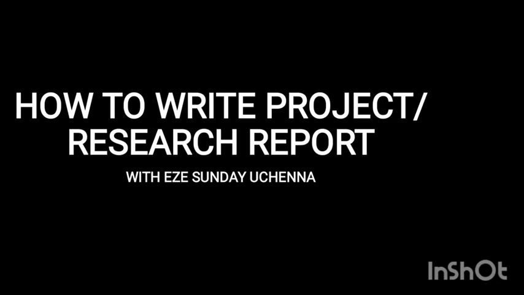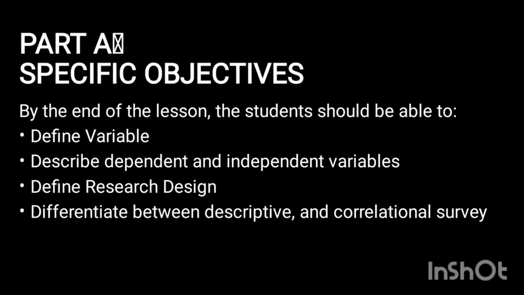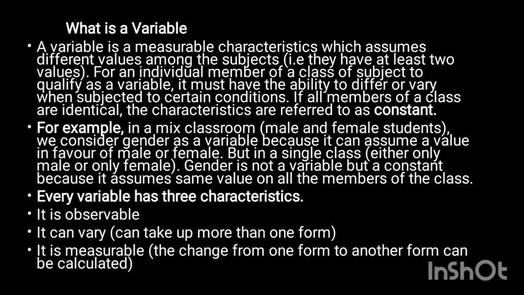So today's tutorial is divided into part A and part B. So we'll be having two different videos. The first video, which is part A, our specific objective is that by the end of this lesson, the student should be able to define variables, describe dependent and independent variables, define research design, differentiate between descriptive and correlation survey research design. So let's begin.